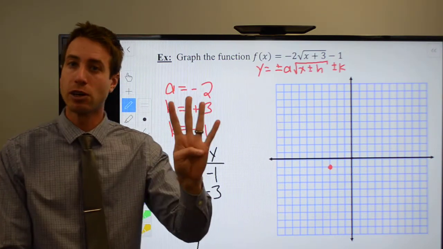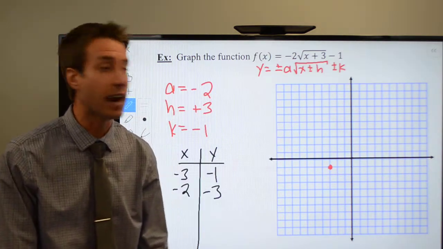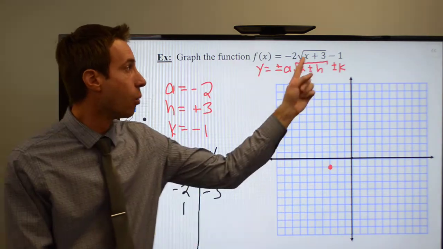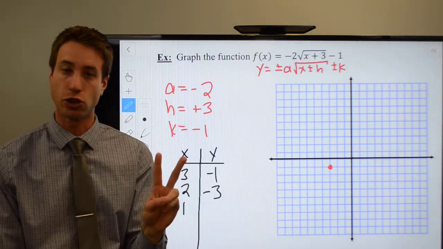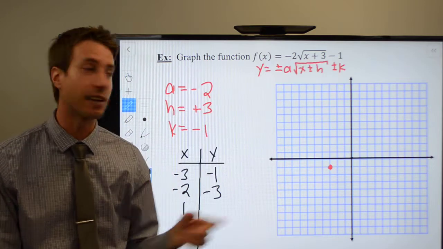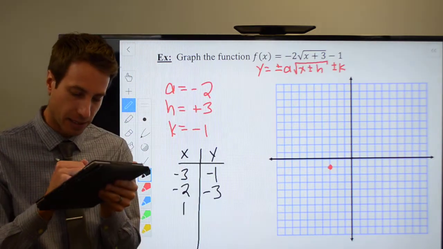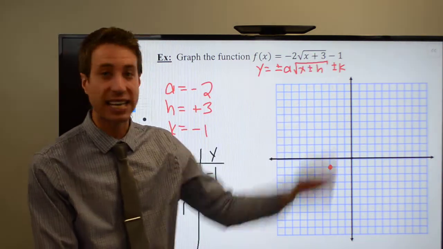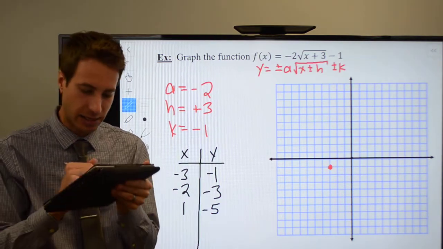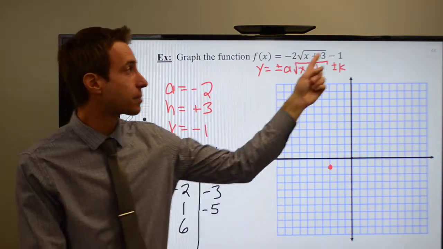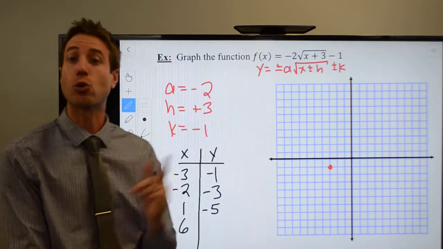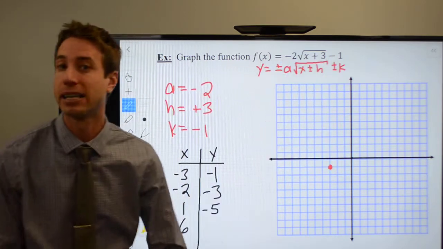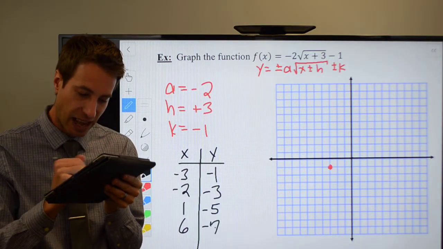My next perfect square is 4. So I need to figure out how to get a 4 in there. Guys, again, should be able to tell pretty easily I need to use a +1. 1 plus 3 is 4. Square root of 4 is 2. 2 times a -2 is a -4. -4 plus -1 would be -5. My next perfect square is 9. How do I get a 9 in there? Again, it should be pretty easy to tell it's going to be a 6. 6 plus 3 is 9. Square root of 9 is 3. 3 times a -2 is a -6. -6 minus 1 is -7. Let's just check and see.